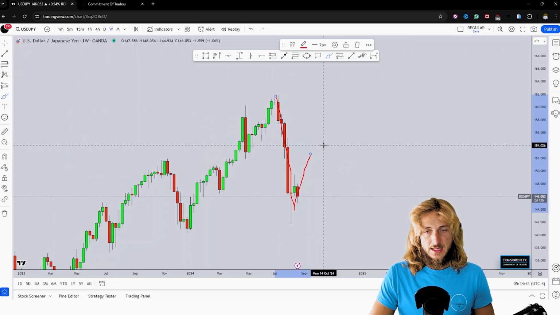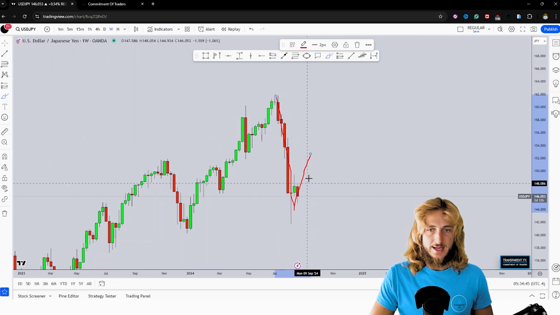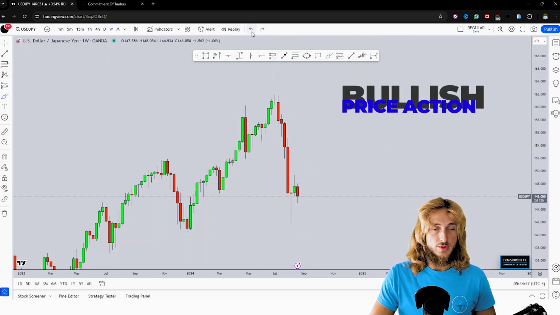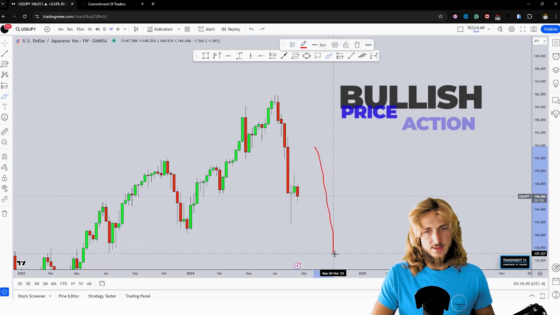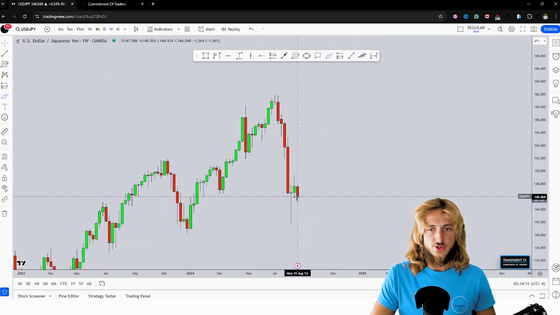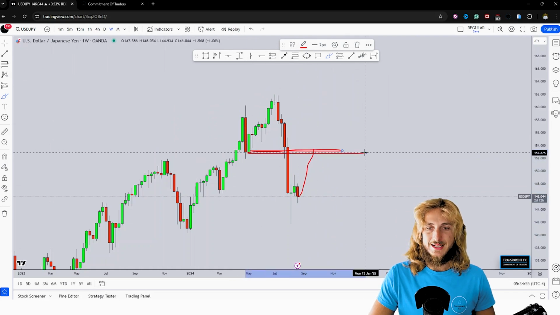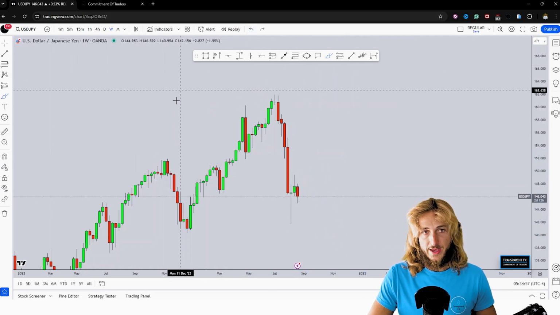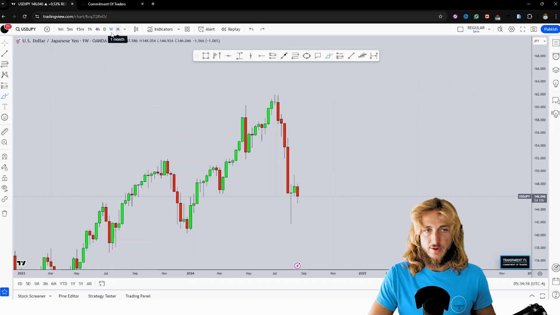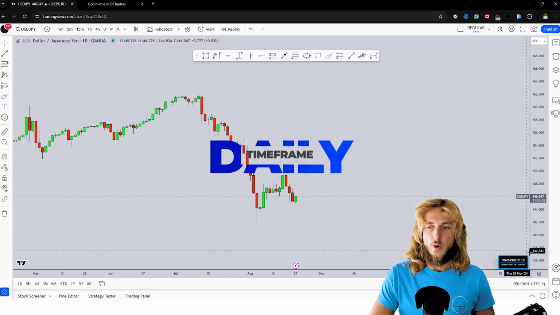So monthly and weekly both seem quite aligned for a potential correction to the upside in the short term before, yes, seeing more bearish continuation, but at least in the short term to see a potential move to the upside, testing that level that we have just identified on the monthly time frame. Dropping down on the daily, what do we see?